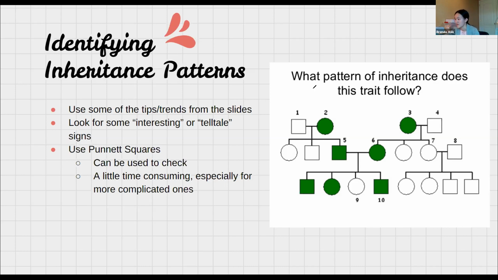Okay, hopefully this works. So we know that first of all, this person over here, she does have the trait. But since she has some unaffected children, we know she's heterozygous. So assuming it's X-linked dominant, maybe it's not, maybe it is, then we can tell that this person is like that.